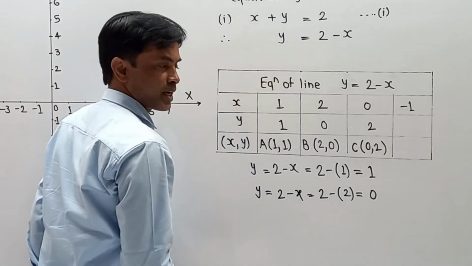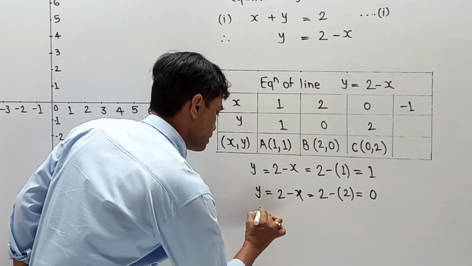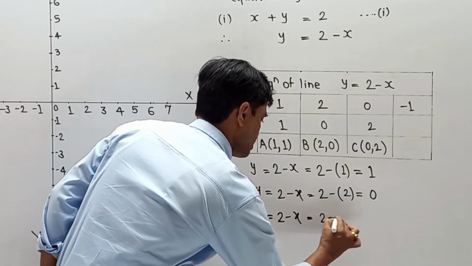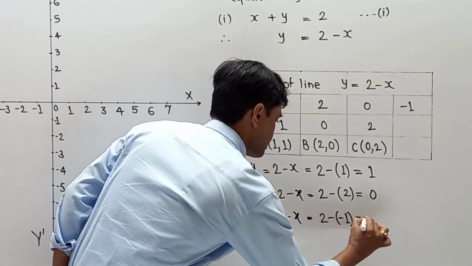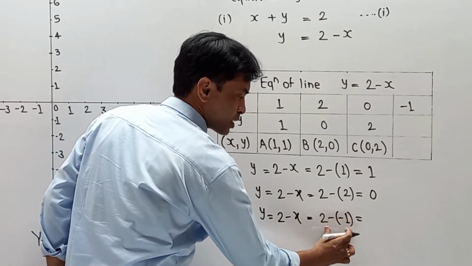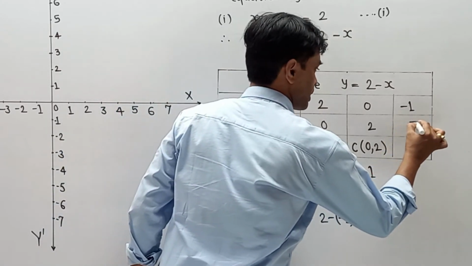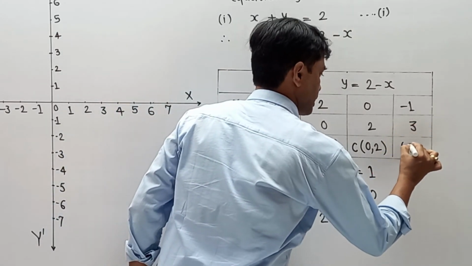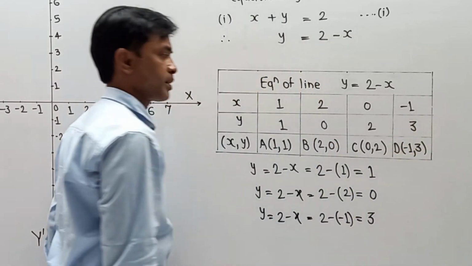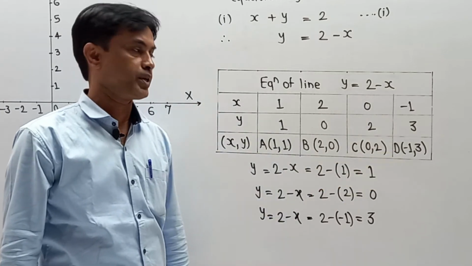If I take the value of x as minus 1, I am going to show you the calculation so that there is no confusion. y is equal to 2 minus x means 2 minus of minus 1. 2 minus of minus means 2 plus 1, it becomes 3. So the coordinate becomes minus 1, 3, and I am going to indicate this point as D. Now I need at least 3 points, and now I am able to get 4 points.